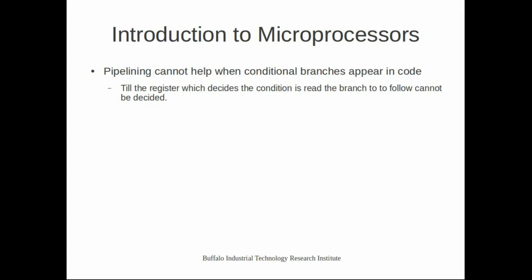Pipelining cannot help when branches appear in a program. Till the register in which the condition for the branch is read, the processor cannot decide which branch will be followed.